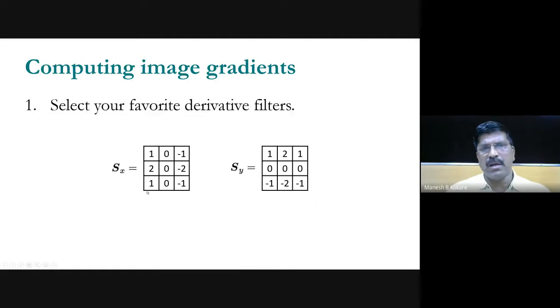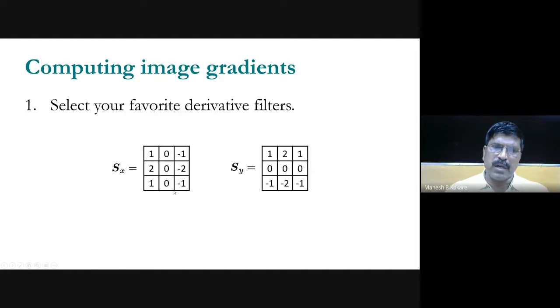Now, computing the image gradients means, whether you have a Sobel operator or a Roberts operator or a Prewitt operator, the procedure is the same. Operators will change, procedure is the same. You have to select your favorite derivative filter. Suppose, for example, I have selected the Sobel operator, where Sx and Sy are the Sobel operators in the x direction and y direction.